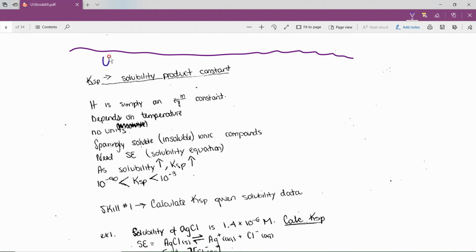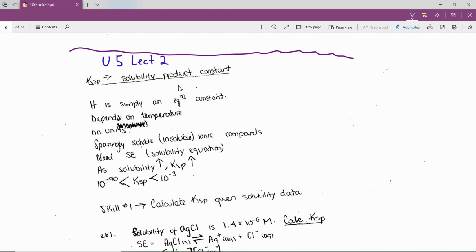So, in your booklet, go to Unit 5, Lecture 2, and we were looking at what's called the KSP, solubility product constant. It really is just an equilibrium constant. Not to be confused with KFC, which is Kentucky Fried Chicken.